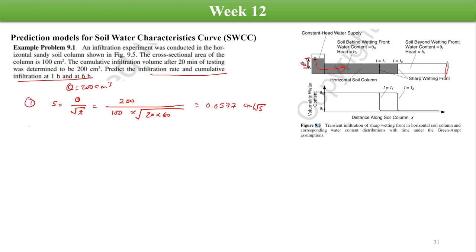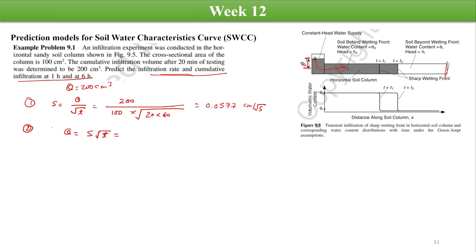Fine. So based on this sorptivity value, it is assumed that this sorptivity will not change over time. So we can assume that this sorptivity will remain constant. Then we can determine the infiltration rate at 1 hour and 6 hours. So first we'll determine the cumulative infiltration, that will be S under root T.